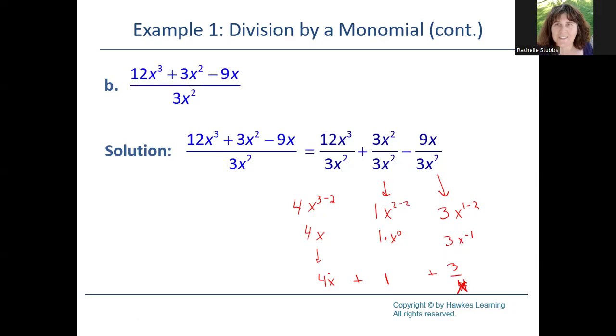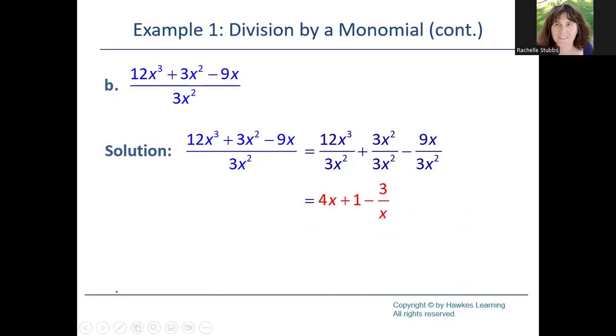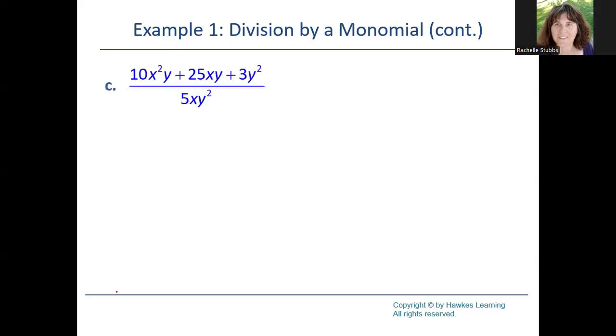And that's what we get when we divide the polynomial 12x to the third plus 3x squared minus 9x by the monomial 3x squared. And let's erase this so we can see it. There, they get just like what we get. So just do it one part at a time.